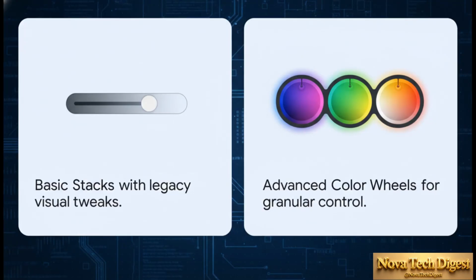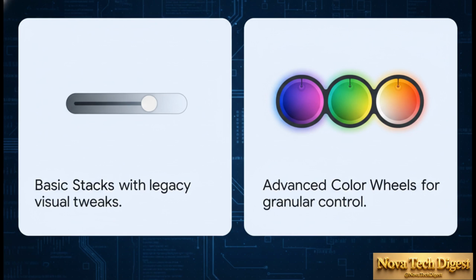Conceptually, contrast those basic legacy visual tweaks with the new advanced color wheels. This gives you DaVinci Resolve or Lightroom-style granular control over your highlights, your midtones, and your shadows. You aren't just slapping on a basic filter anymore. You're executing advanced cinematic color grading right from your mobile device.